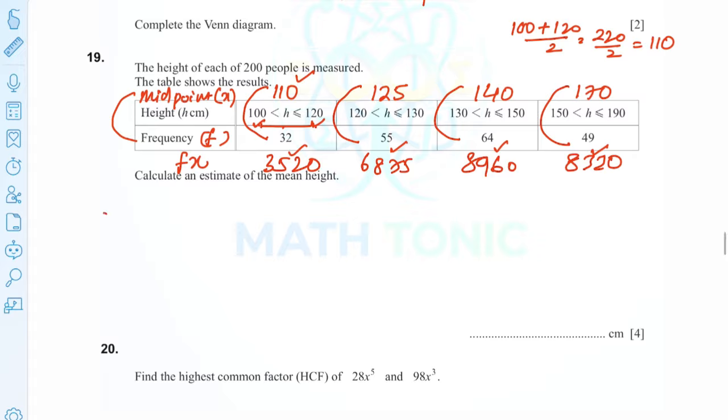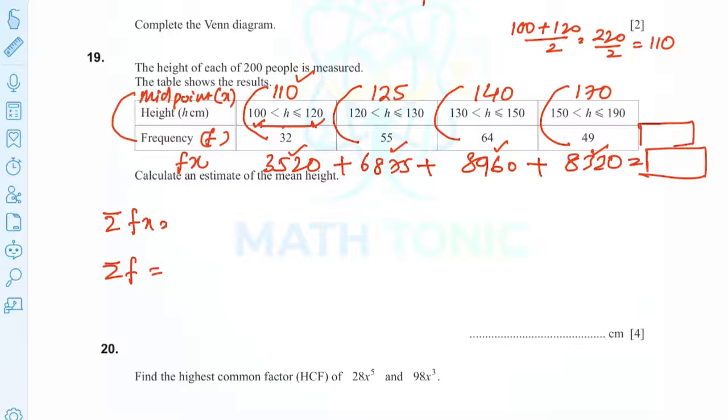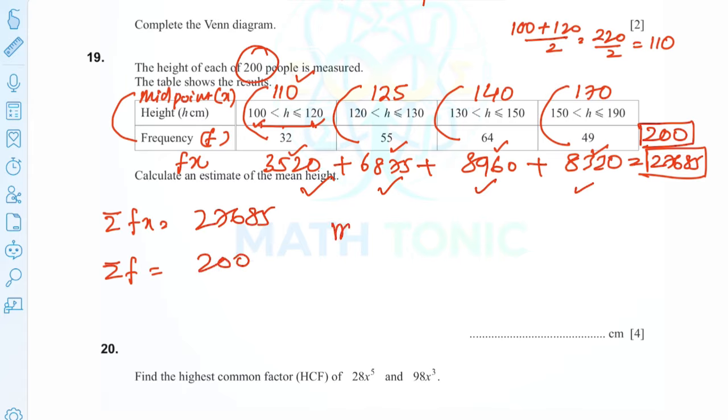Okay, next step is, please find the sum of fx. That means we add all these four fx values. Then find the sum of f, the frequency. If you add all the frequencies given here, you will get 200. When you add the four fx values, you are going to get 27685. Remember, the mean formula is sum of fx over sum of f. That means 27685 over 200.